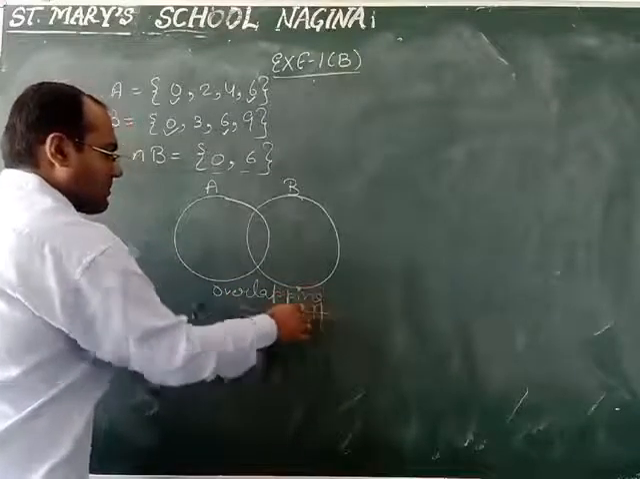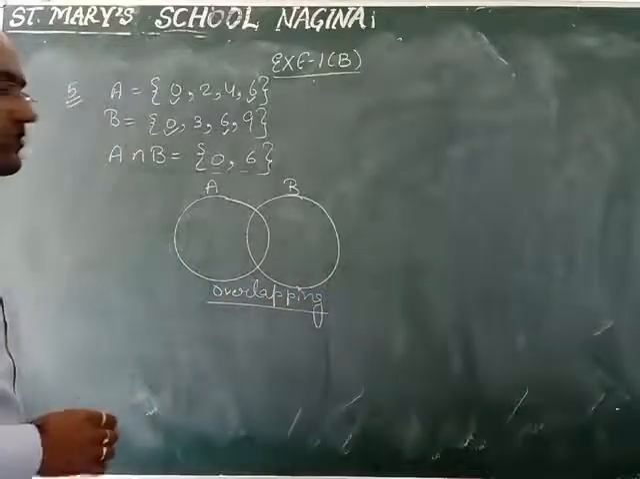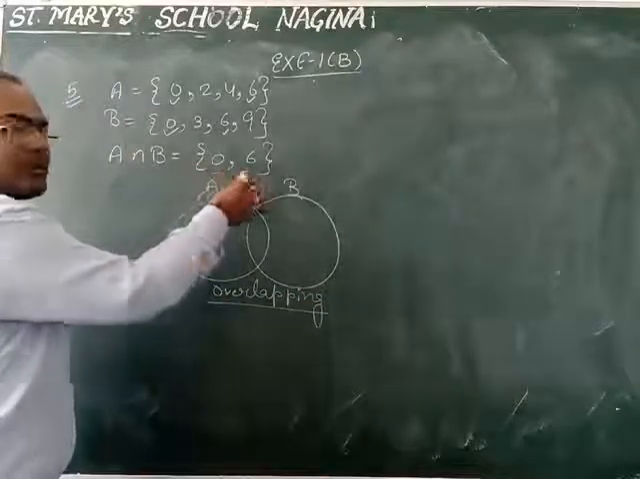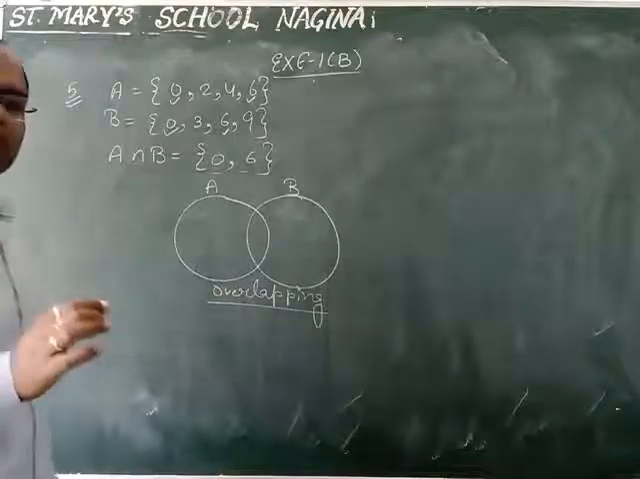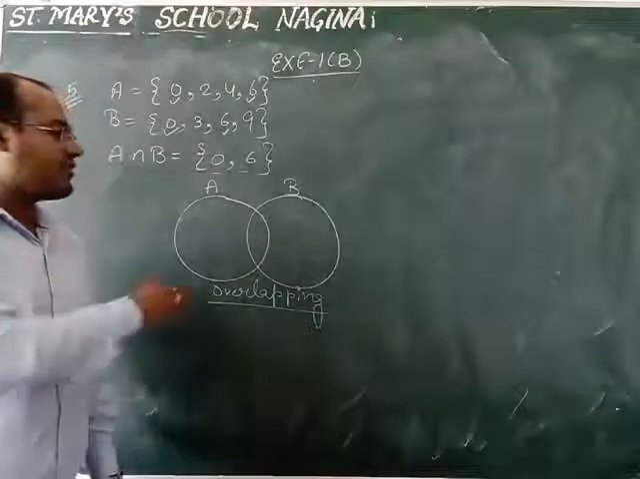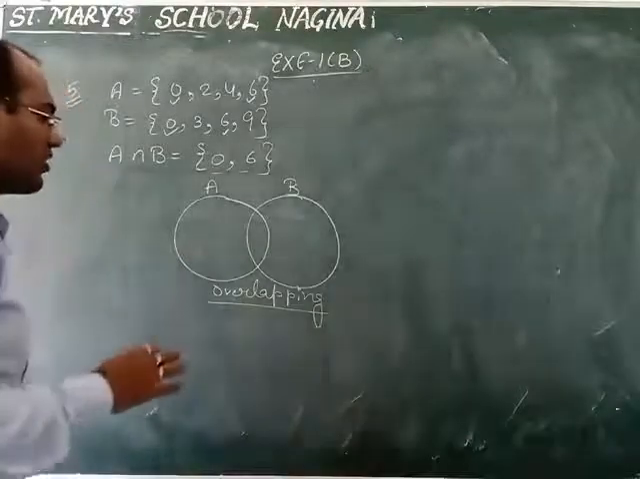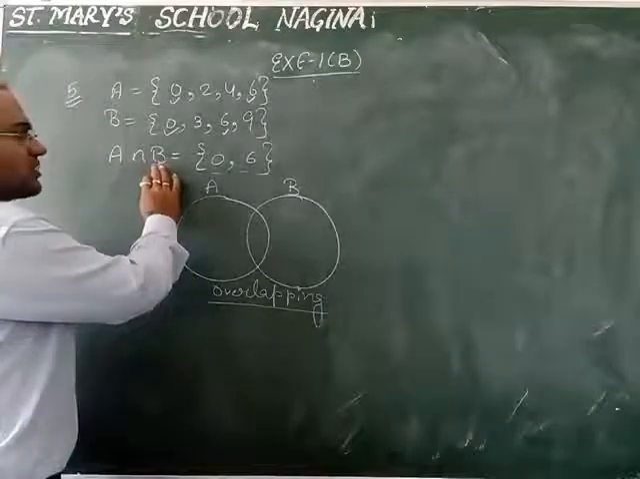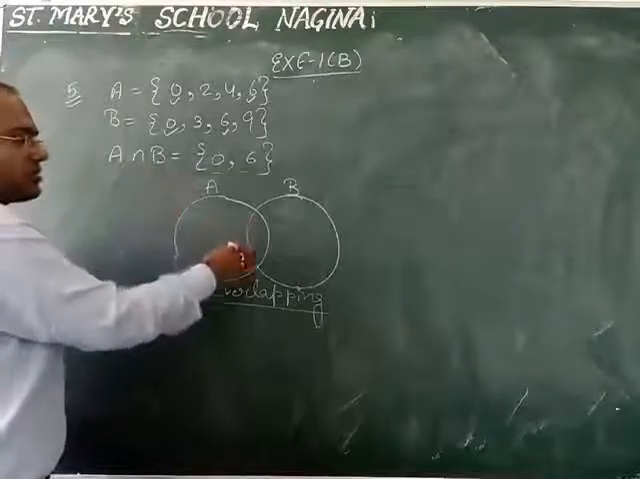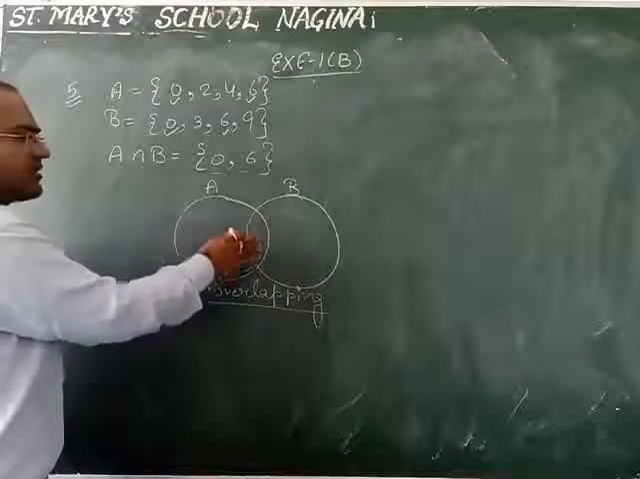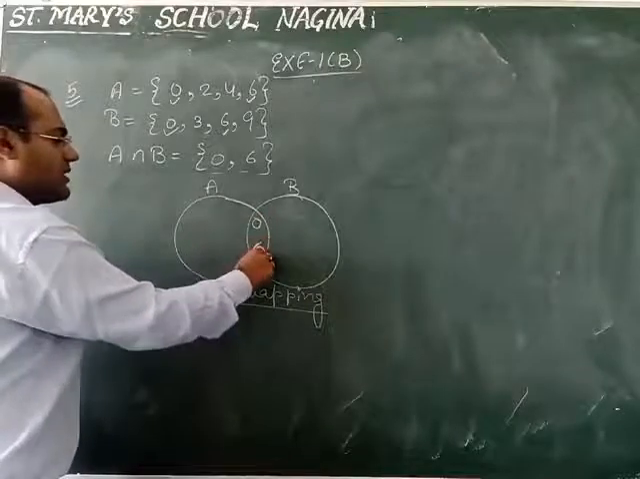So overlapping: whenever elements come in the intersection, we have to draw the overlapping figure. First of all, you have to fill this intersection part. Intersection means common. So this much part is common in both circles. So here we will fill 0 and 6.